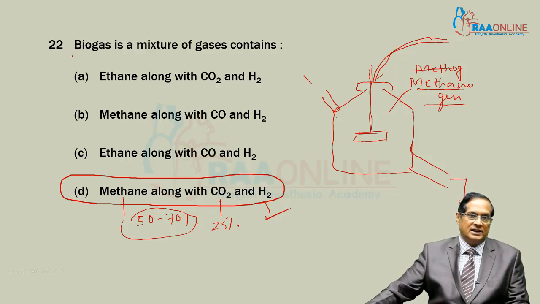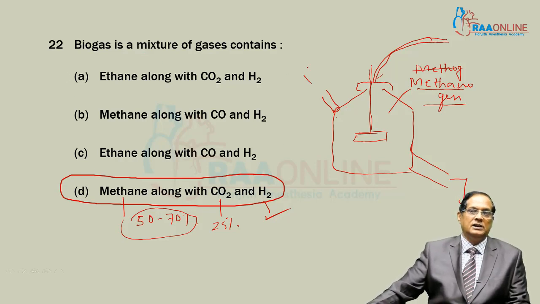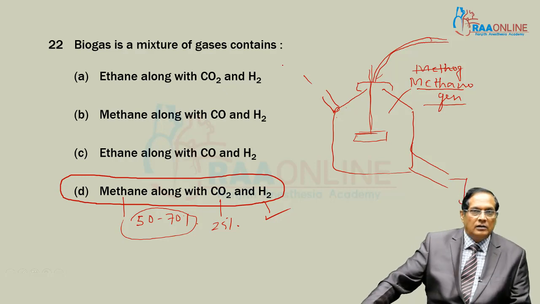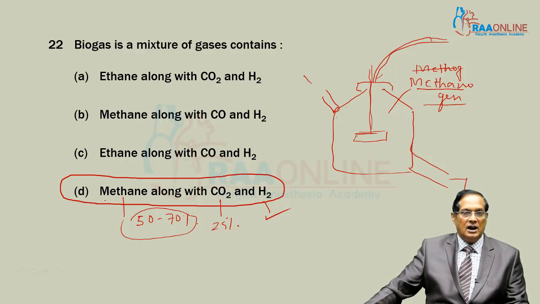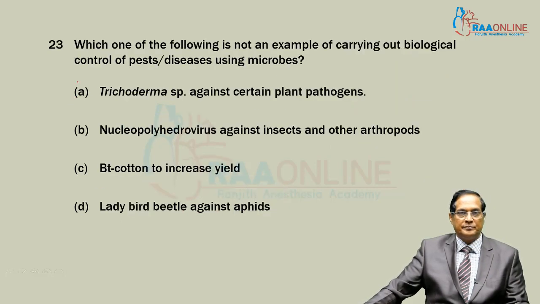So biogas is an excellent source, very clear, of methane, a highly inflammable gas actually, and it is a biological source, that's why it is called biogas.